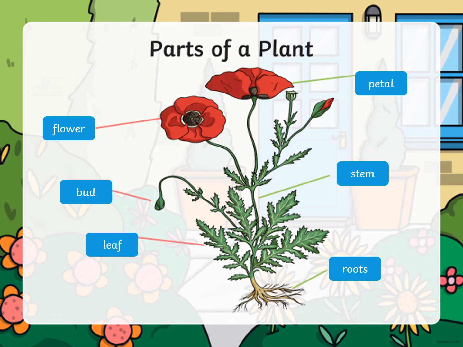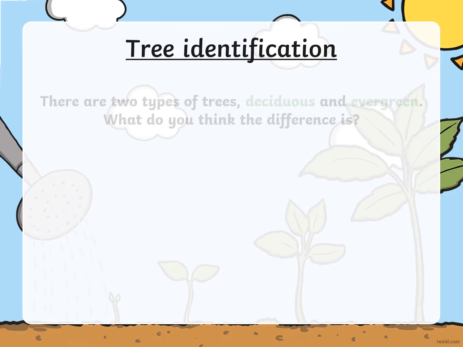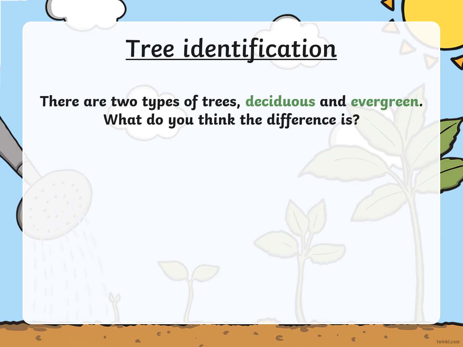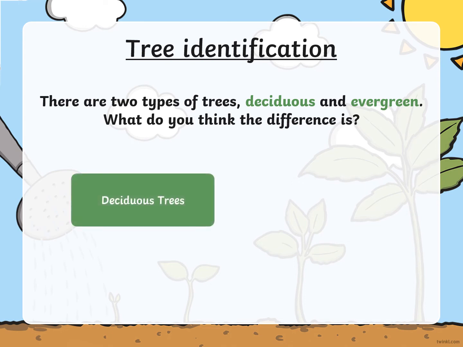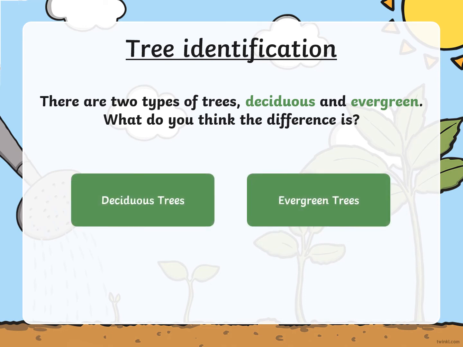Students, let's repeat together the parts of a plant: roots, stem, leaf, bud, flower and petal. Well done everyone. Students, as we have learned about the parts of a flowering plant, next let's talk about some trees. So students, there are two types of trees, deciduous and evergreen. What do you think the difference is?